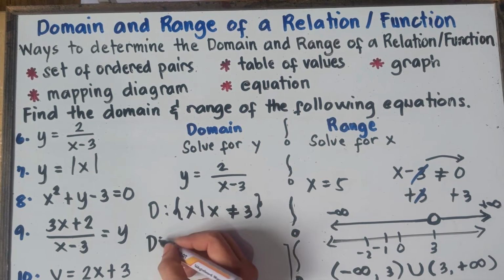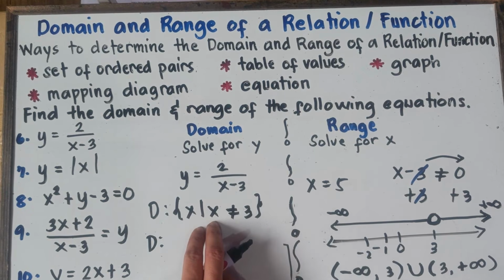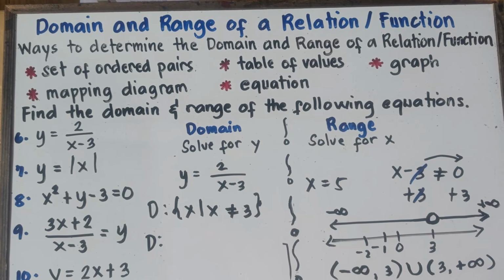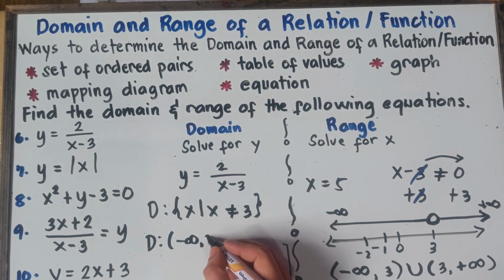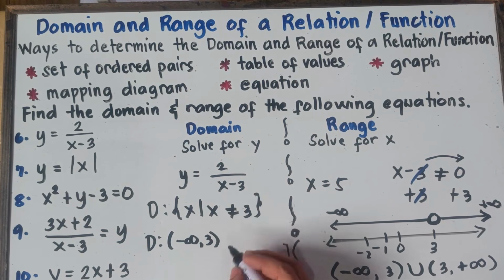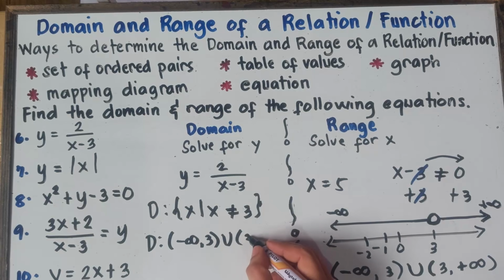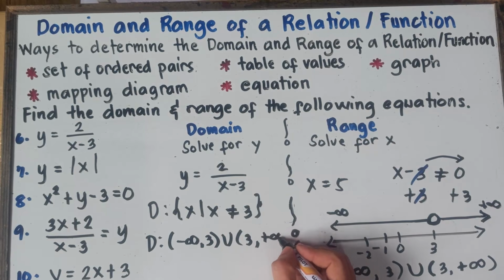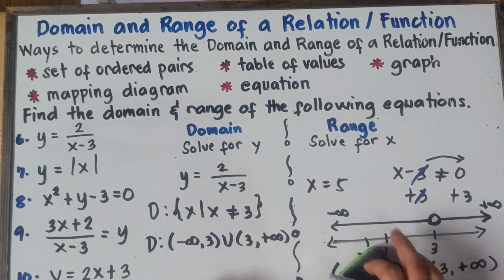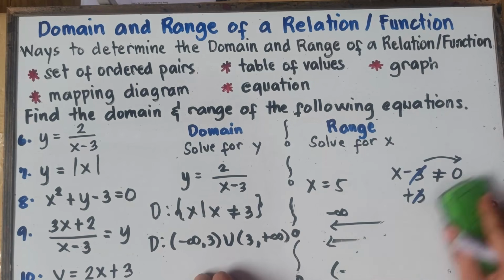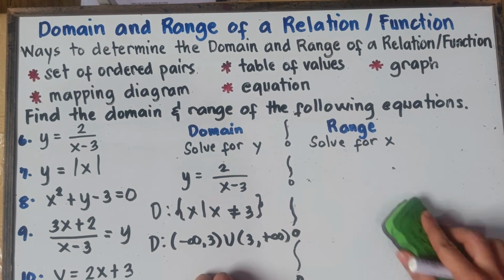So for the domain, you can have this answer, set builder notation, or you can have this one, the solution set in interval notation. So it would be negative infinity, comma, up to positive 3, parentheses, union, positive 3, comma, up to positive infinity, and then parentheses. We're all set. So let's find the range.